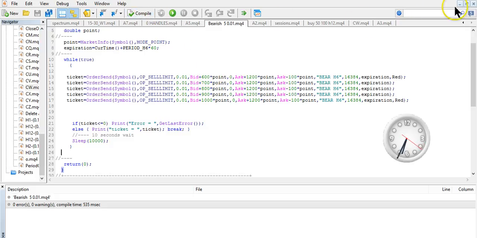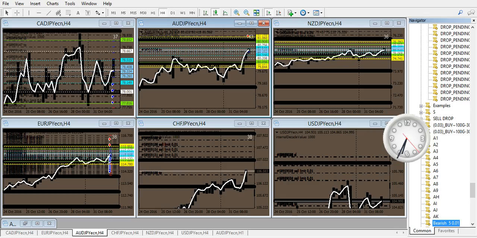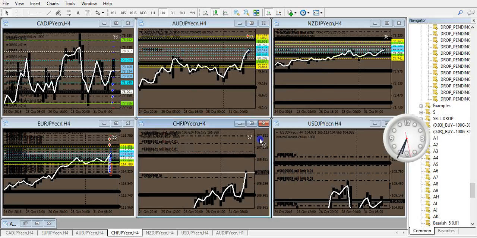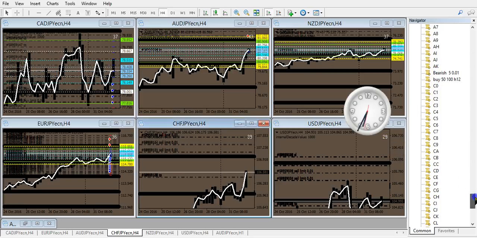Now I'm going to launch it. That's why it wasn't coming up on the screen. So you really do want to run it and double check everything you do here. I'm going to run it here again, 6 hours on the sell side. Bearish 5, it's supposed to be 5 single lots there.